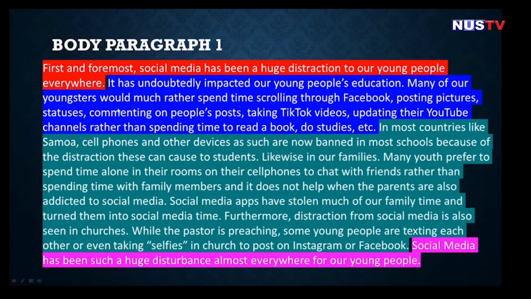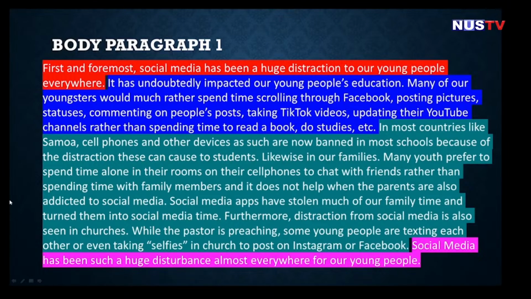Many of our youngsters would much rather spend time scrolling through Facebook, posting pictures, statuses, commenting on people's posts, taking TikTok videos, updating their YouTube channels rather than spending time to read a book, do studies, or etc. In most countries like Samoa, cell phones and other devices as such are now banned in most schools because of the distraction these can cause to students.